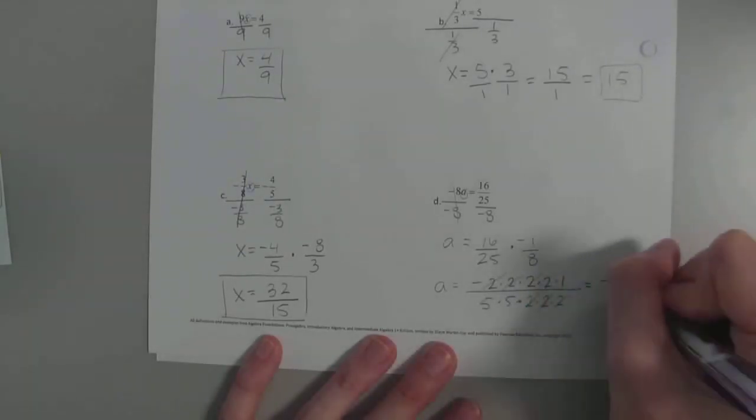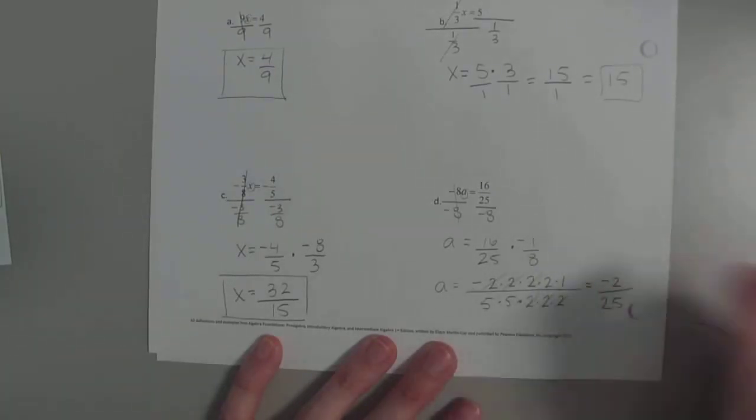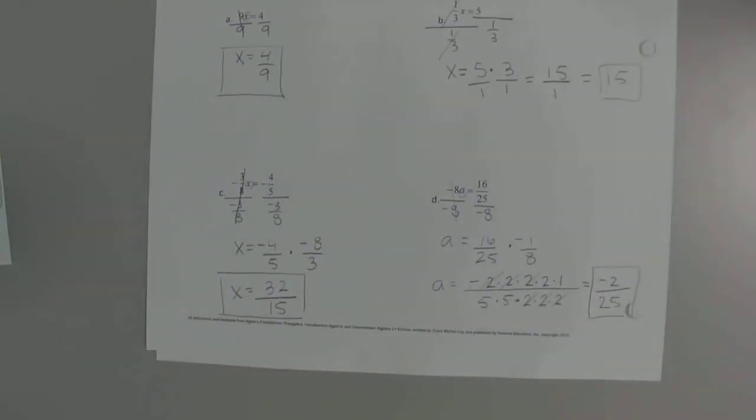So we can cancel out 3 groups of 2. So what's that leave on top? Negative 1 times 2, no, just negative 1, is that right? No, negative 1 times 2, which is negative 2. And then 5 times 5 is 25, does that look right? Negative 2 over 25. Just look at that, guys.